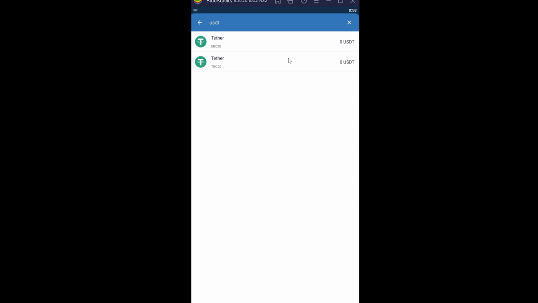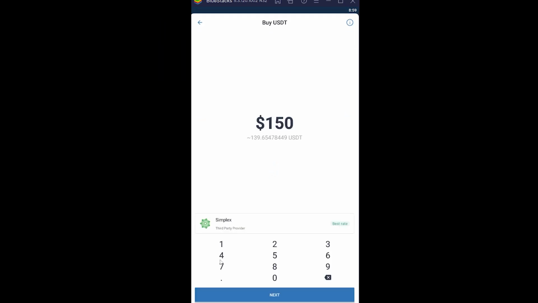So what it means is ERC20 means you're going to be buying Tether using the Ethereum network, and TRC20 means you're going to be buying Tether using the Tron network. So whether you want to use the Ethereum network or the Tron network, it's up to you, but I would suggest you use the Tron network, which is the second one over here, because the Ethereum network is really expensive due to its gas fee, and the Tron network is really cheap due to its gas fee. So the fee is going to be cheaper in TRC20, so click on TRC20. But if you want to use ERC20, you can use that as well.